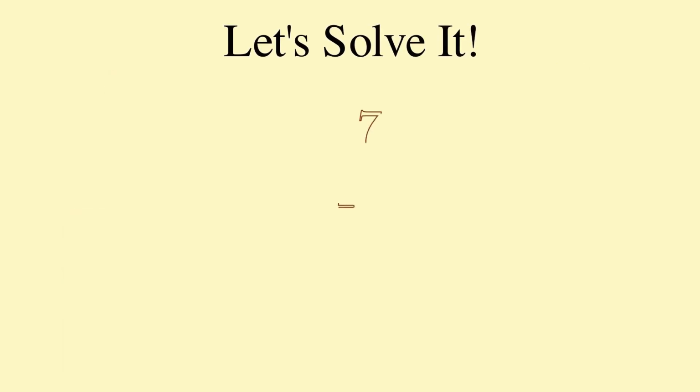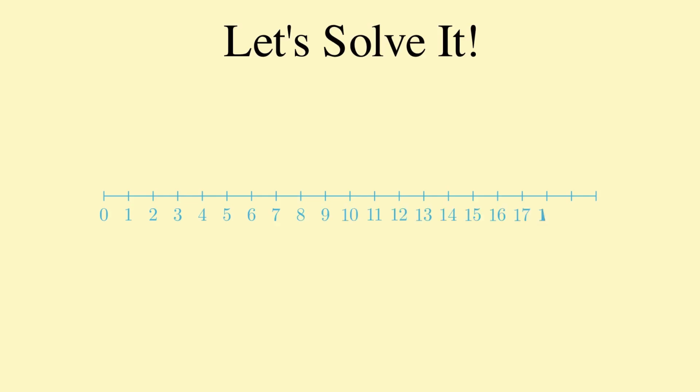When adding 7 and 2, we align them in column format. 7 plus 2 equals 9. We can also use a number line. Start at 7 and move 2 steps forward. 1, 2. We land on 9.